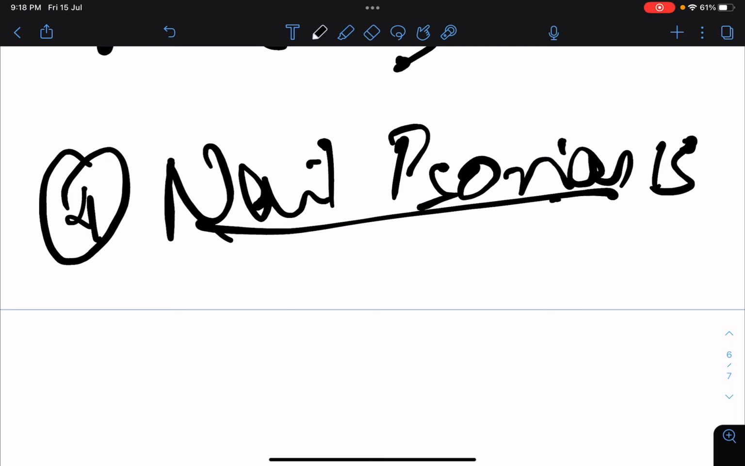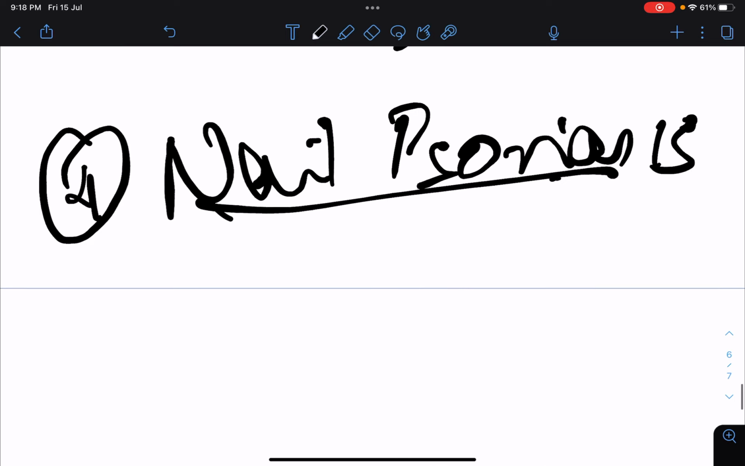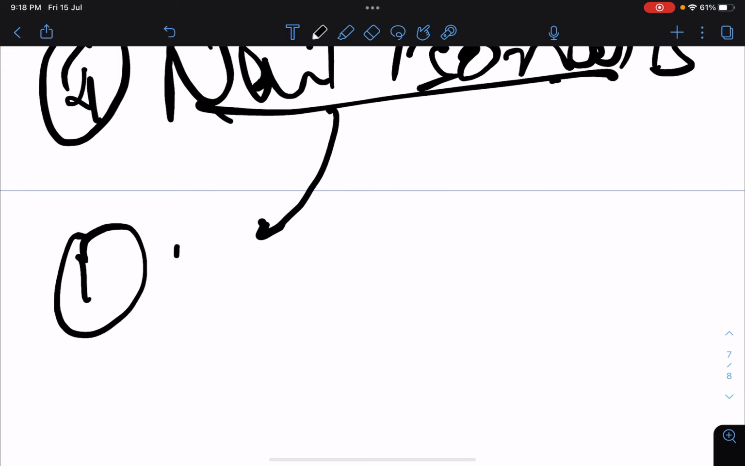When you look at the nails, there is a characteristic finding. The nail changes that I could tell you first is going to be pitting. What do you mean by pitting?